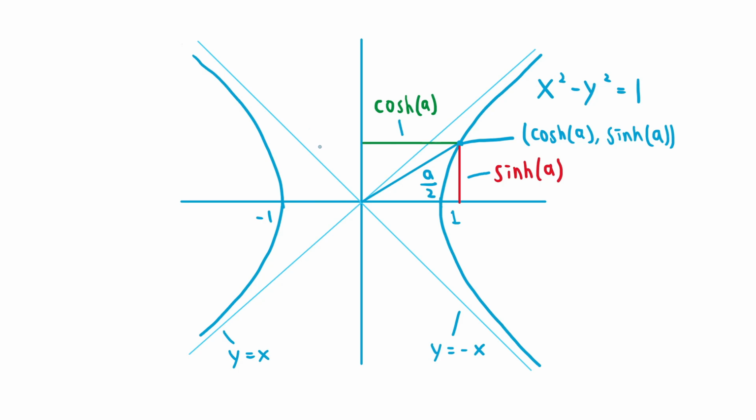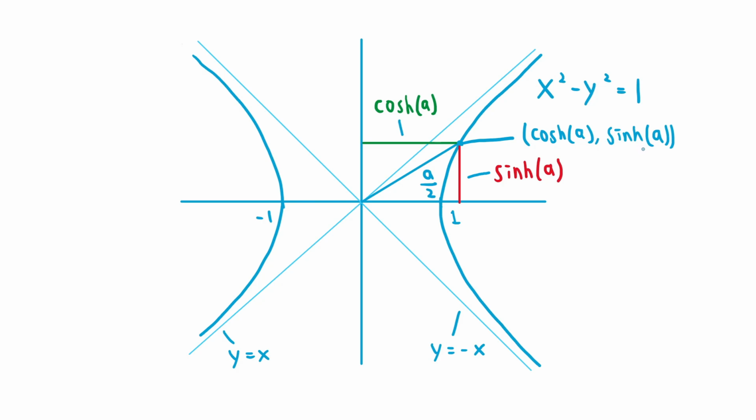So suppose we have a unit hyperbola as pictured, and we construct a line between the origin and some point on the right-hand side of the unit hyperbola. If we define the value a as 2 times the area between the line, the hyperbola, and the x-axis, then this means the area contained within is a over 2. If this is how we define a, then the point where the line meets the hyperbola has the coordinates cosh of a, sinh of a.